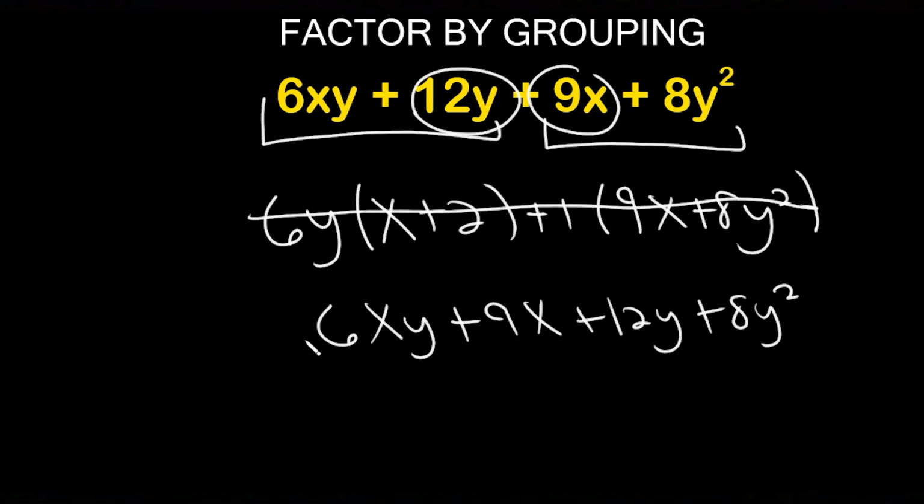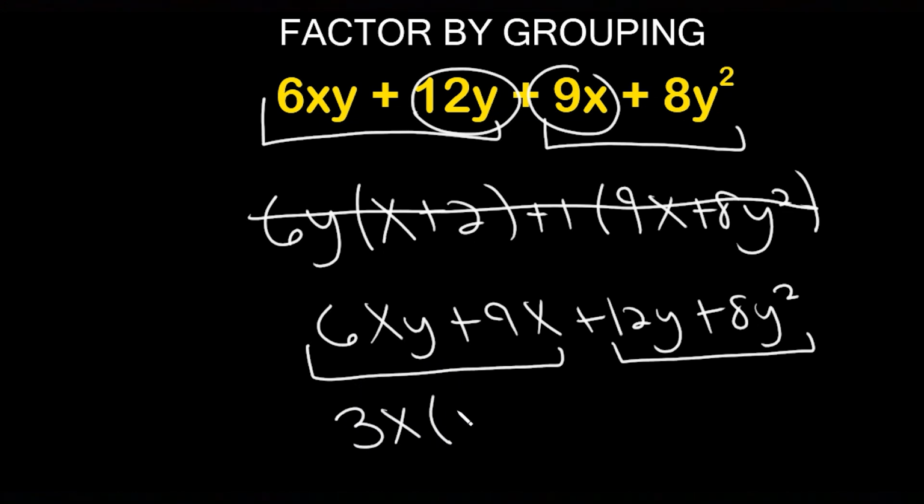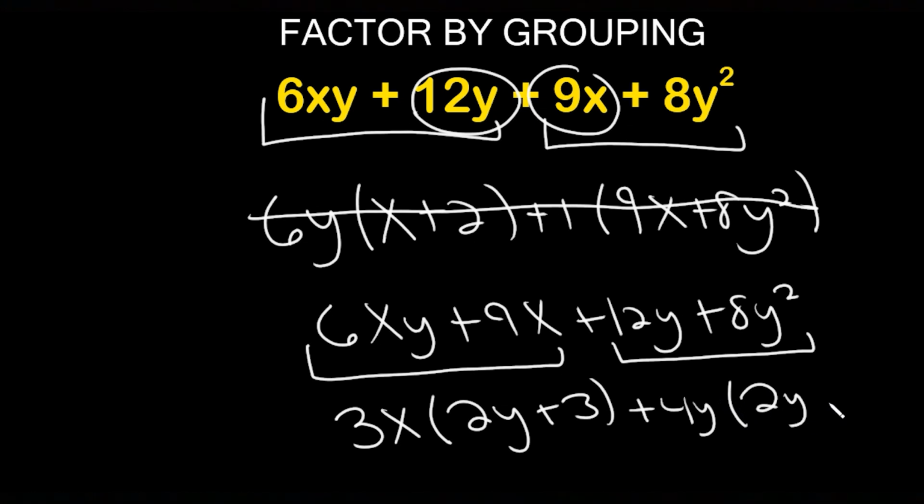So let's group together the first 2 and then the last 2. What can I pull out between the first 2? I can pull out a 3. I can also pull out an x, okay? That will leave me with 2y and then plus 3. Okay, there's that one. What can I pull out here? Well, it looks like they have a 4 in common and also a y. So plus 4y, and that will leave me with 2y and then plus 3. Okay, so you can see that that will work out.